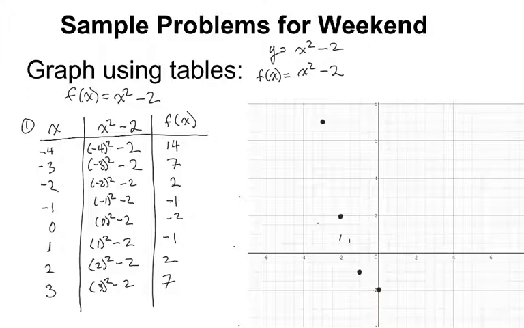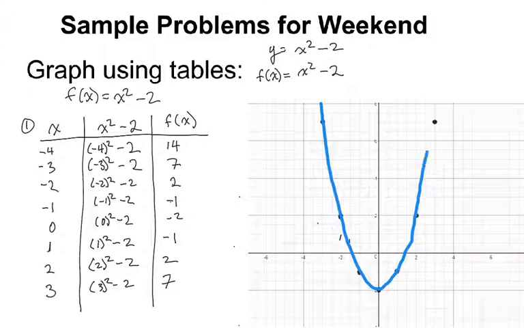So I'll do that quickly for the other sides. And now we graph our majestic curve, the majestic parabola. And make sure you always put arrows on your graph because it goes on forever.